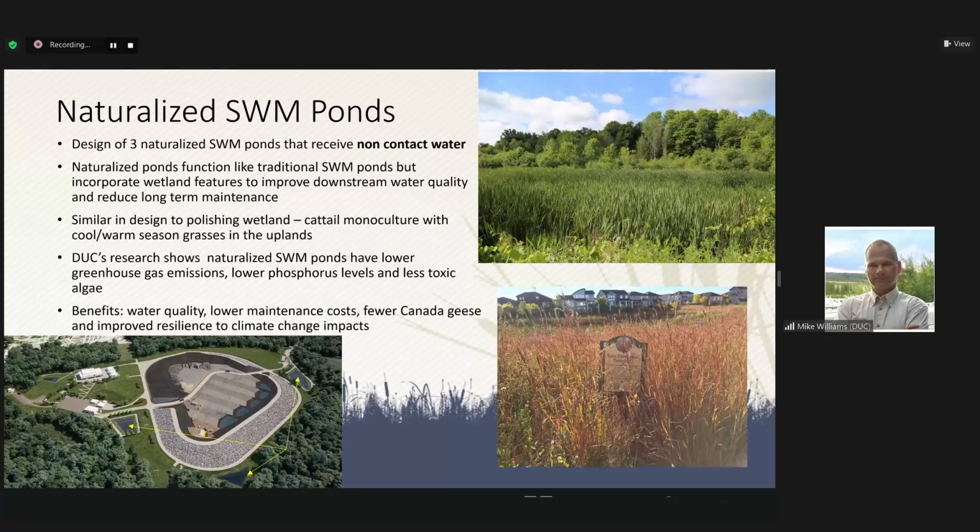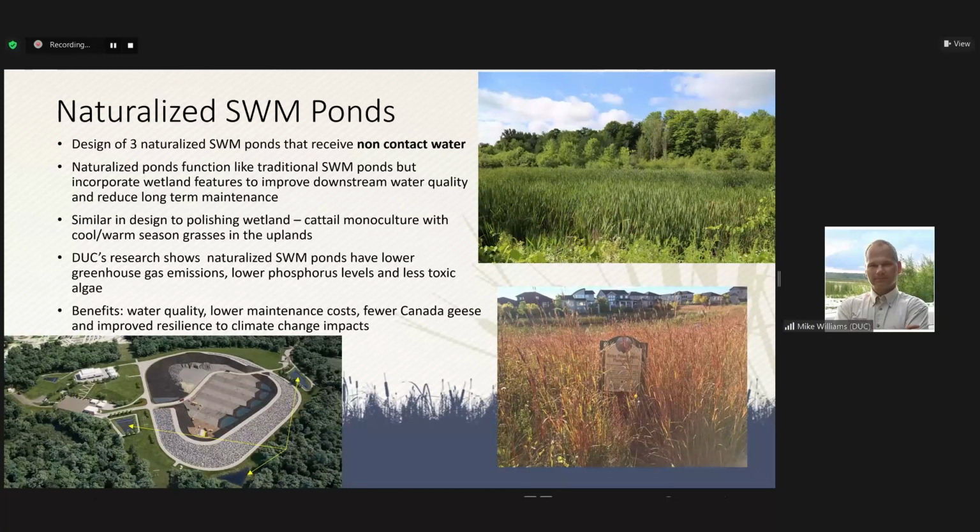The naturalized surface water ponds will function in the same manner as a conventional surface water management pond, but will have a wetland plant component similar to the polishing wetland I just spoke about. So they'll improve water quality and reduce future maintenance requirements and costs. We'll have the same footprint as the original designs you see in the rendering, but will be shallower, only about 1 foot deep, and have a cattail monoculture in the basin and a blend of cool and warm season grasses in the uplands. So it'll look very similar to the photos you see on the right.